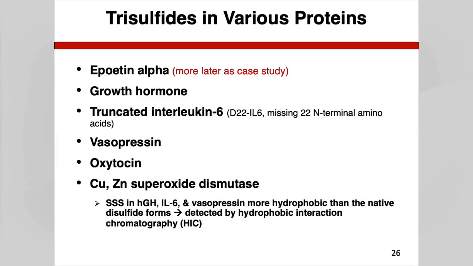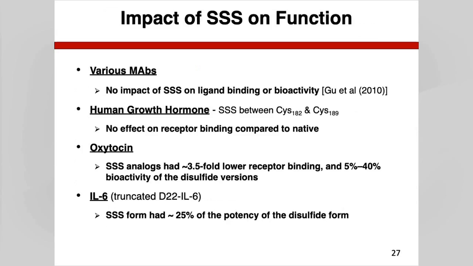Trisulfides have, in fact, been evaluated in a variety of therapeutic proteins, including EPO-alpha, which I'll talk about a little bit more in a case study. They've been found in growth hormone and a molecule called truncated IL-6 and the other proteins that you see here.